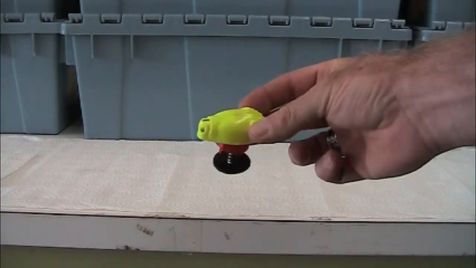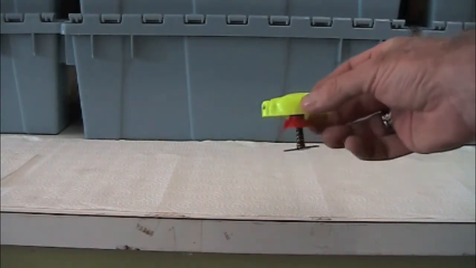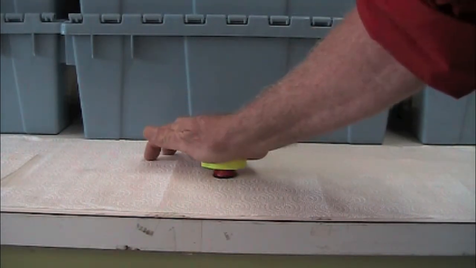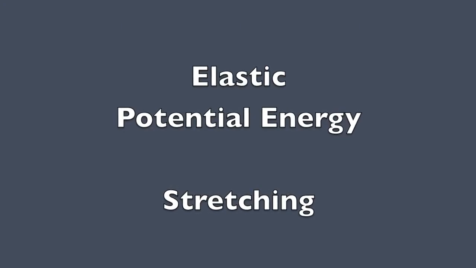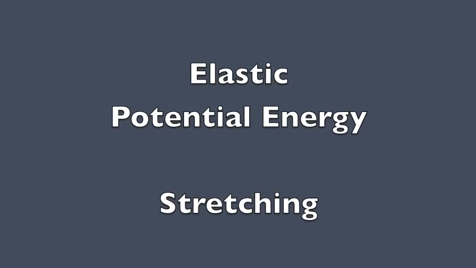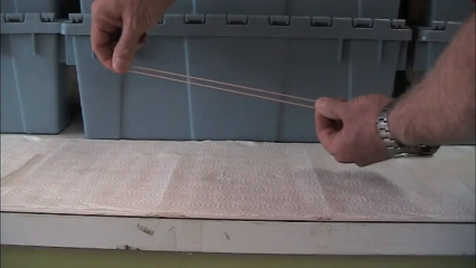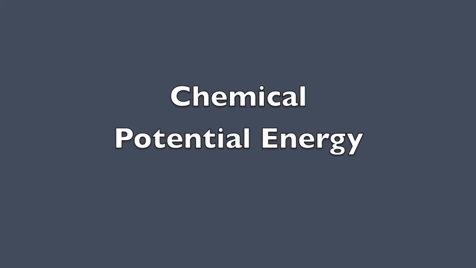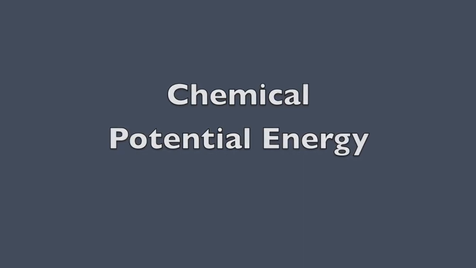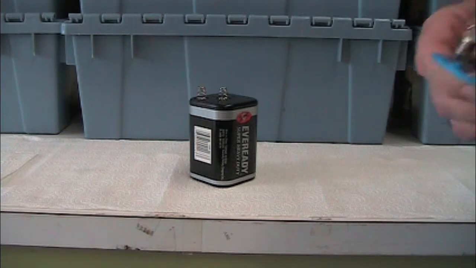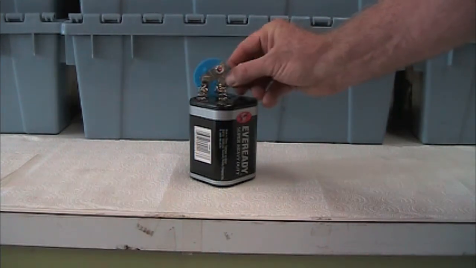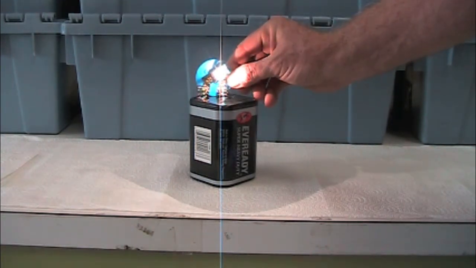Here I have a spring-loaded bug toy. I compress the spring, potential energy. That's transformed into kinetic energy. Here I'm stretching a rubber band, potential energy. That can be converted into OW! Here I have a battery with stored chemical energy. If I attach a light bulb to the terminals, the chemical energy is transformed into light.